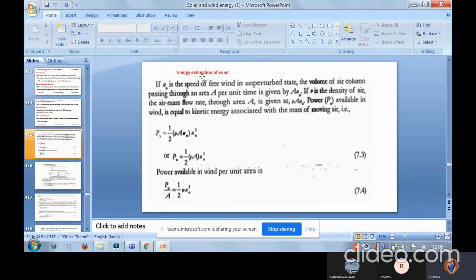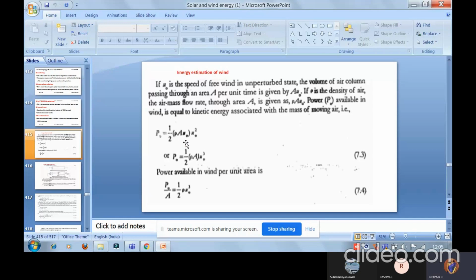Then the volume of the air column passing through an area. Because you are going to specify how much area you are considering for the calculation. It is not worldwide, you cannot take whatever the available area is. You are selecting a particular area of the system, and within that, the air passing with a particular velocity will be calculated. So that is what area has been represented. You can write it as the volume per unit time, given by A u naught.